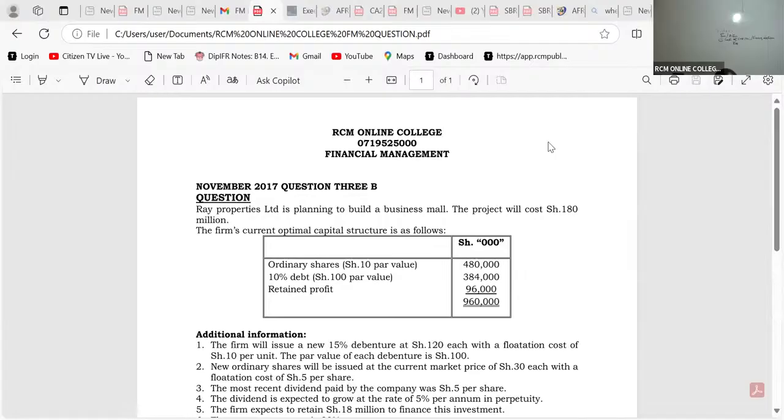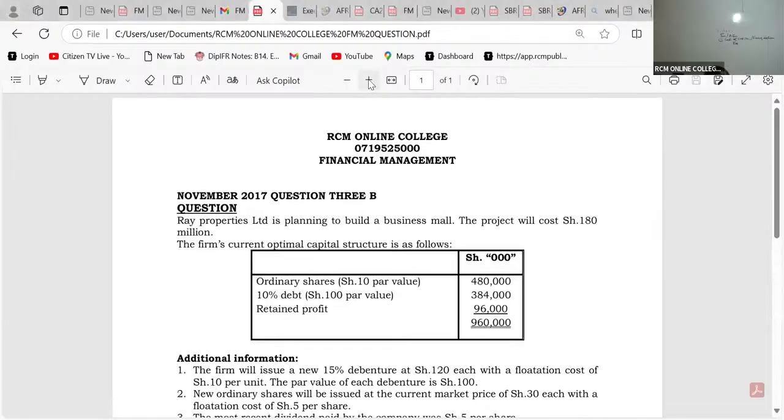So, ladies and gentlemen, what are we told here? All of us will be able to benefit, even if you are doing financial management or advanced financial management. This class is for all of us. It's quite an old question. Old is gold, always. Old is gold.